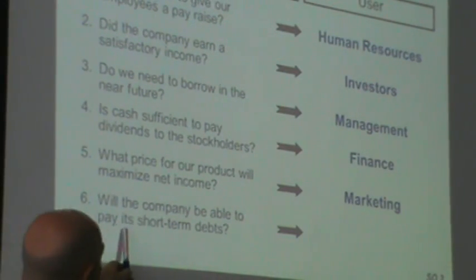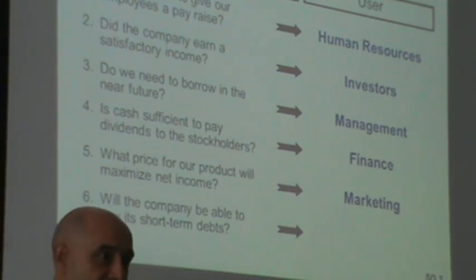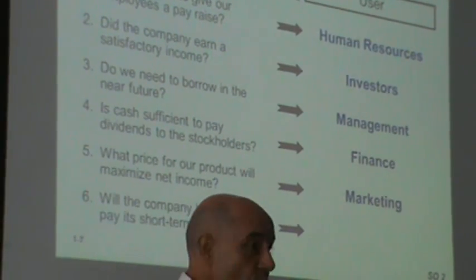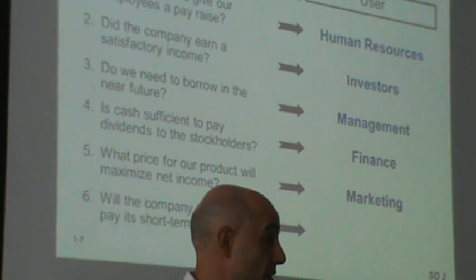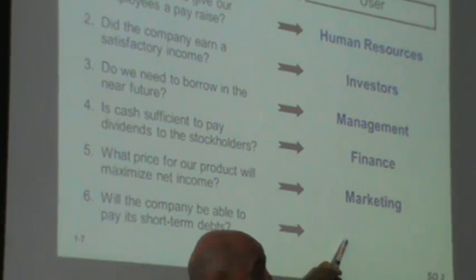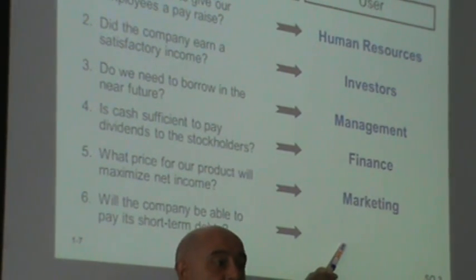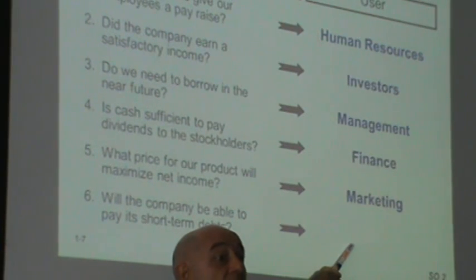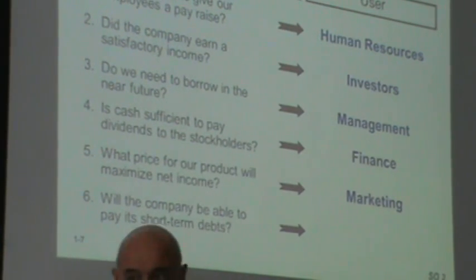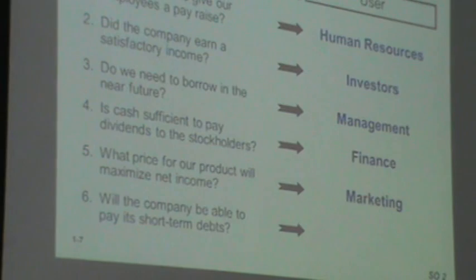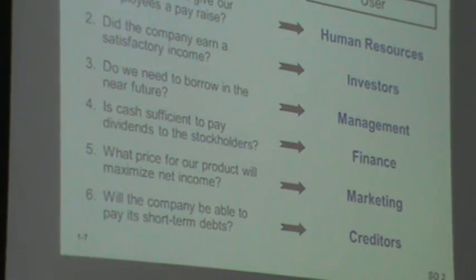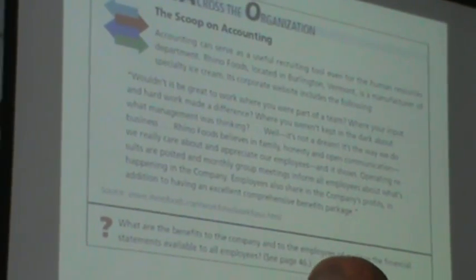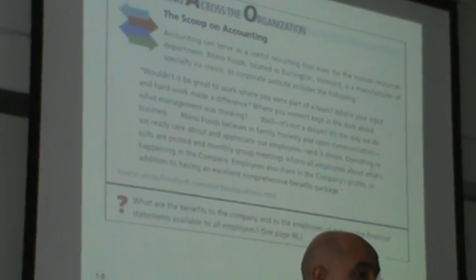And will the company be able to pay its short-term debts? Well, again, management will want to know, the finance department will want to know, and the bank, the lenders will want to know. We call these creditors. So the creditors want to know this. Okay, creditors. All right, and that's the basic introduction to general accounting.